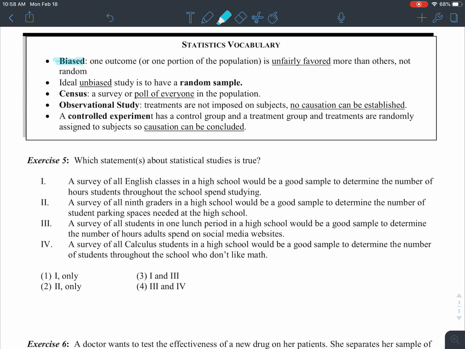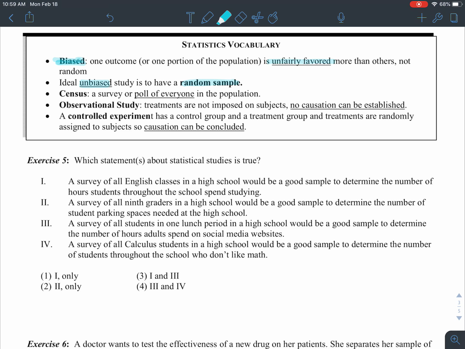Biased. If something is biased, the definition is a little different in statistics than in everyday conversation. It means one outcome or one portion of the population is unfairly favored more than the others. So our population or our sample isn't random. Like if I was trying to study something that was happening at Poughkeepsie High School, and my entire sample included only female students, it would be a biased sample because it doesn't actually represent the population. So ideally, unbiased studies have a completely random sample.